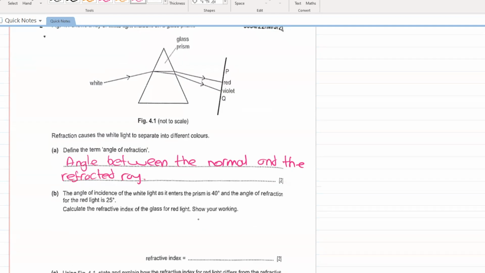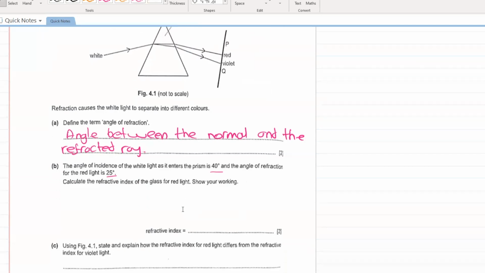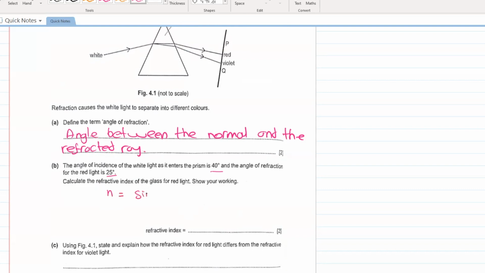Let's move on to part B. The angle of incidence of white light as it enters the prism is 40 degrees and the angle of refraction is 25 degrees. Calculate the refractive index of the glass for red light. Show your working. N is equal to sine i over sine r. What is your angle of incidence? 40 degrees. What is your angle of refraction? Sine 25.